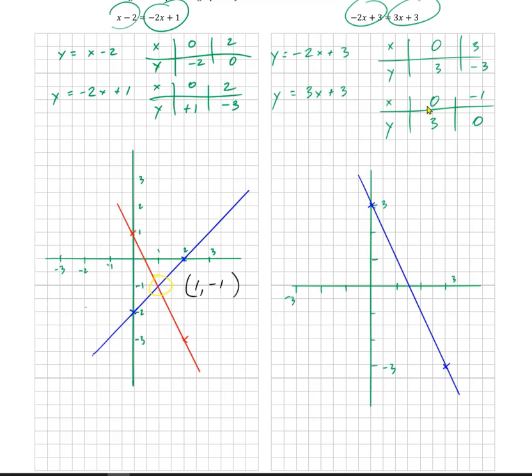Let's change color. Alright, so now I've got 0 comma 3, and then minus 1 comma 0, and I'll join the lines there. Didn't really have to do that because we knew that it crossed over there. So the answer for this one is going to be 0 for the x and 3 for the y, and that's it.